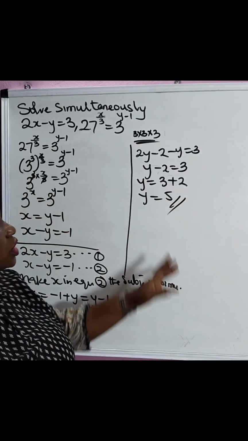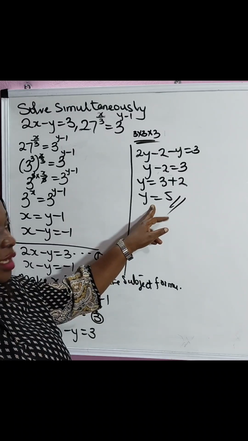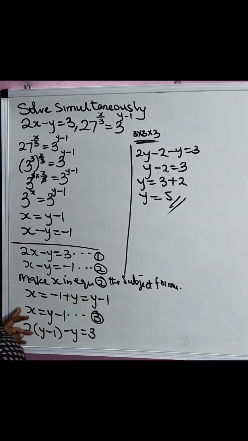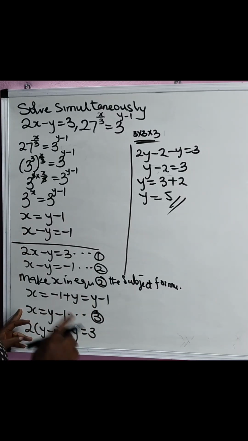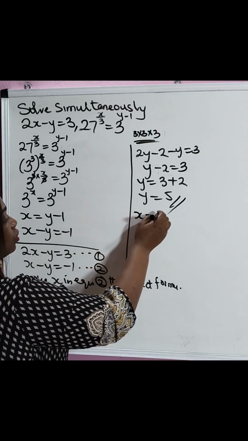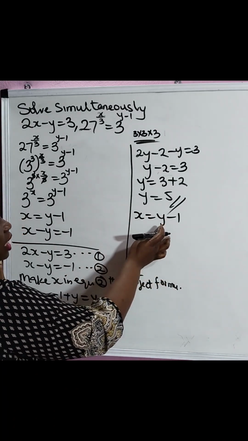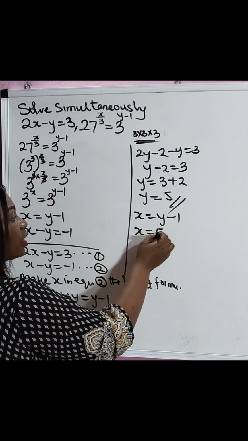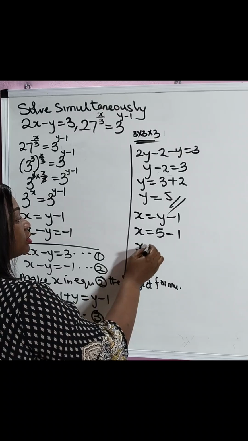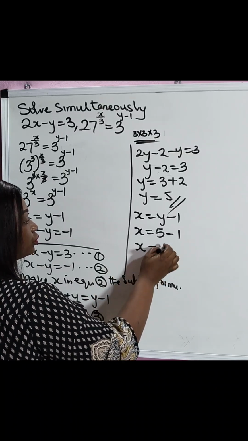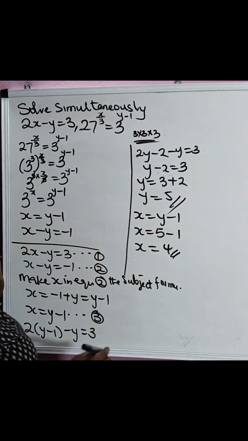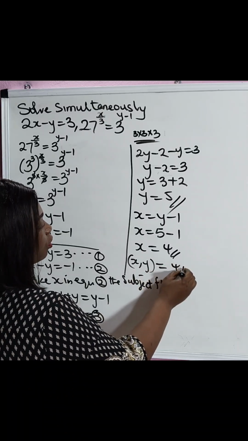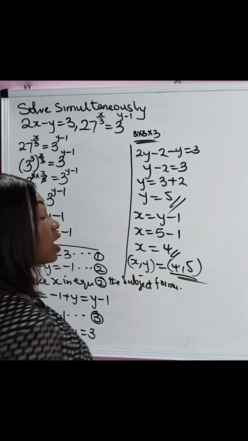Having succeeded in finding the value of y, let's substitute y equal to 5 in equation 3 here, to find the value of our x. Our equation 3 is x equal to y minus 1. Since our y is 5, we now have that x is equal to 5 minus 1. x is equal to 4. So the solution of this equation is x comma y, which is equal to 4 comma 5. This is our final answer.